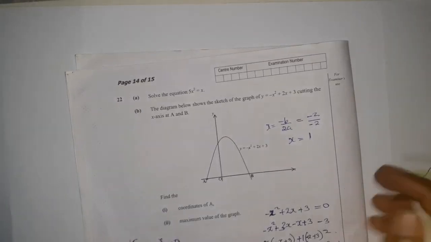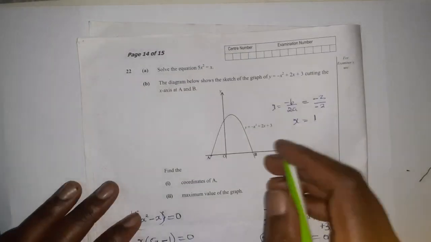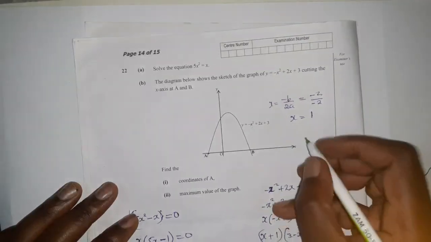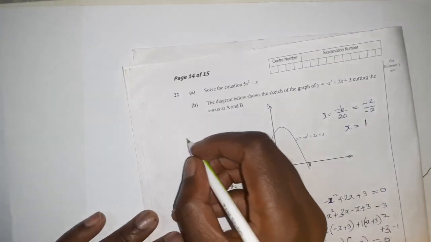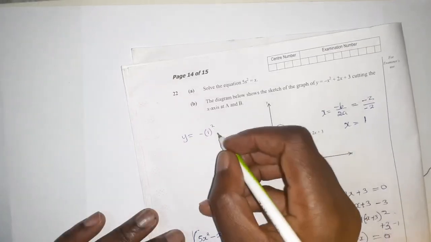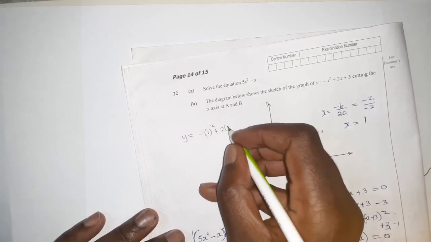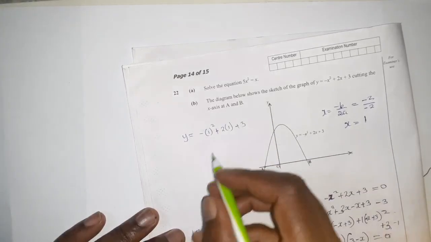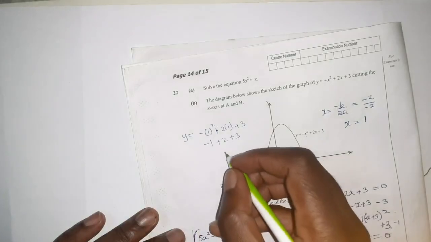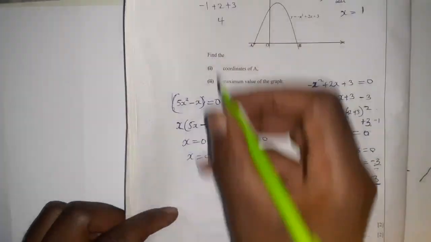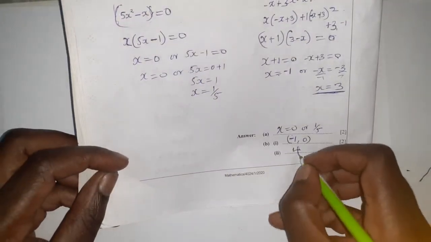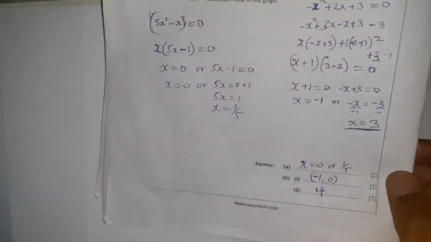So to find the y coordinate, which is the maximum or minimum value, in this case the maximum value, we replace where there is x here, we put 1. So we're going to start with y is equals to negative 1 squared plus 2, 1 plus 3. So this is going to give us negative 1 plus 2 plus 3. When you work out this one, it will give you 4. So the y coordinate is 4.